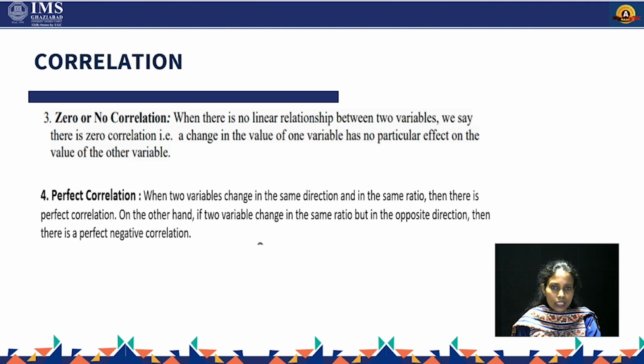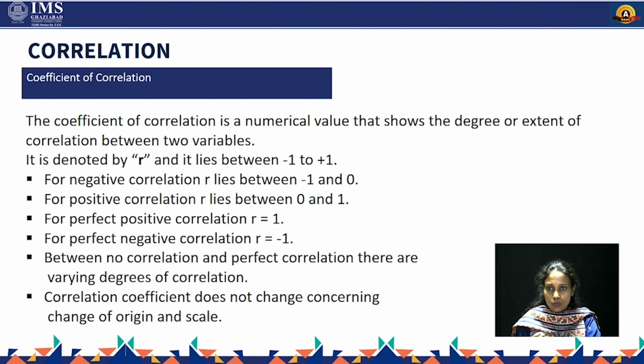Next is zero, or no correlation. When there is no linear relationship between two variables, then the correlation is zero, or no correlation. That means a change in the value of one variable has no particular effect on the value of the other variable. Next is perfect correlation. When two variables change in the same direction and in the same ratio, then there is perfect correlation. While if the two variables change in the same ratio but in the opposite direction, then there is a perfect negative correlation.